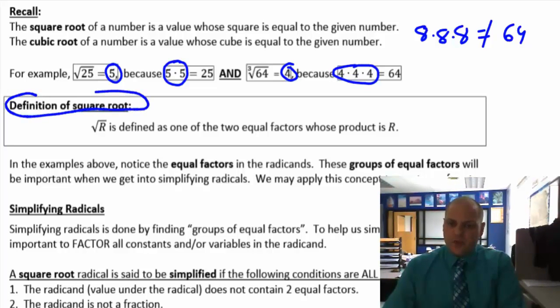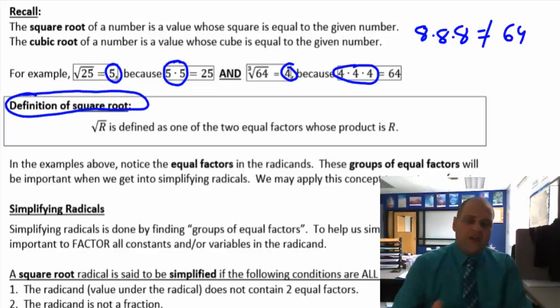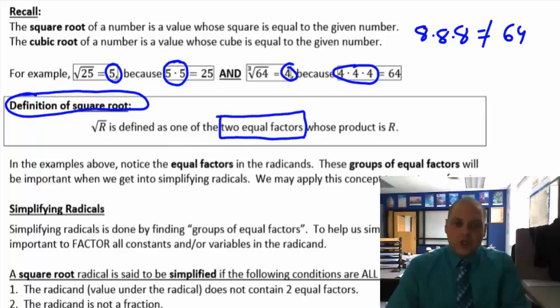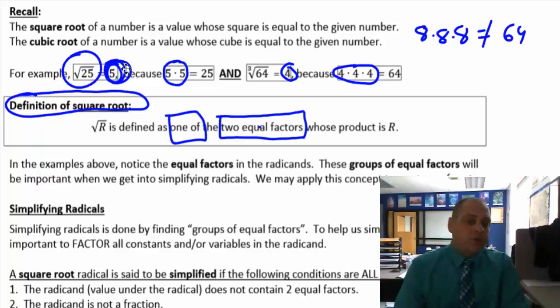And I just put the definition of square root, but cubic root's the same thing, except it's 3 factors. Definition of square root: radical r, the square root of r, is defined as one of the 2 equal factors. That's the key right there. One of 2 equal factors whose product is r. So, for example, back up here, 2 equal factors, 5, 5. The product is r, 25 in this case. And therefore, the square root is 5. So the answer to radical 25 is just 5, plain old 5.